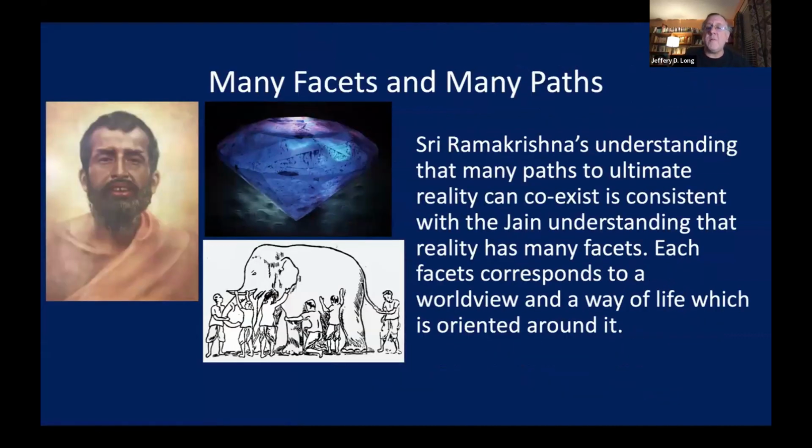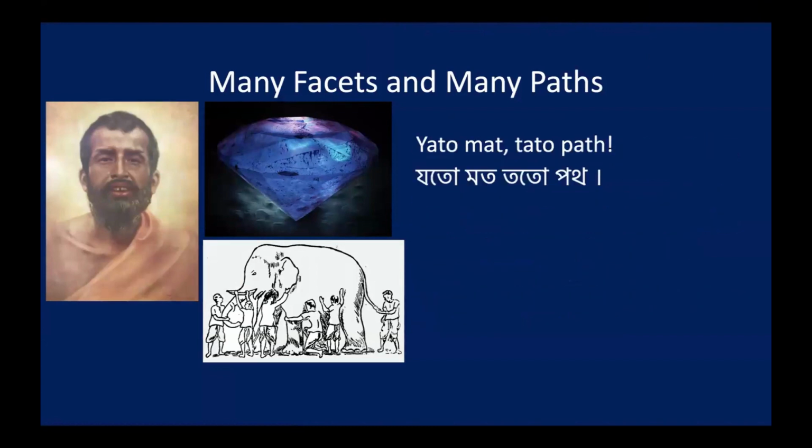So Sri Ramakrishna's understanding that many paths to ultimate reality can coexist, that ultimate reality has become all things, is consistent with the Jain understanding of reality having many facets. Each facet corresponds to a worldview and way of life which is oriented around it.